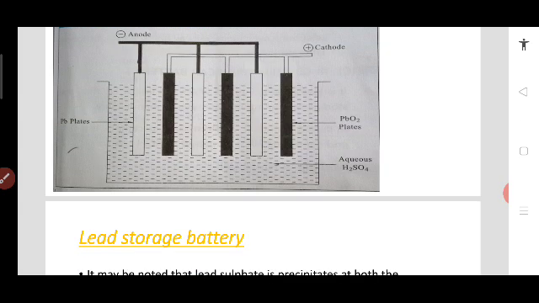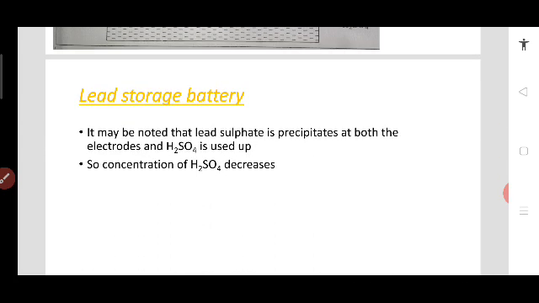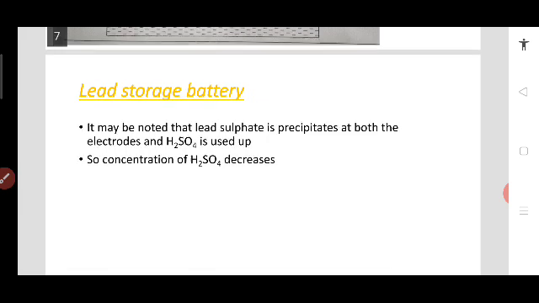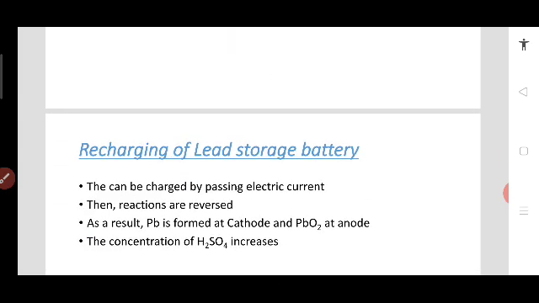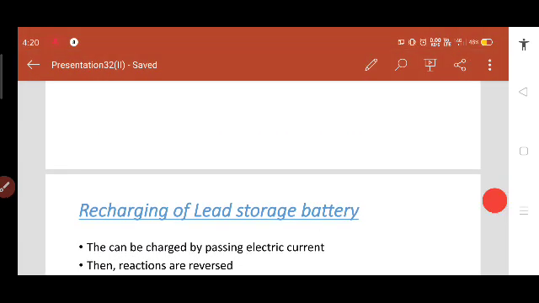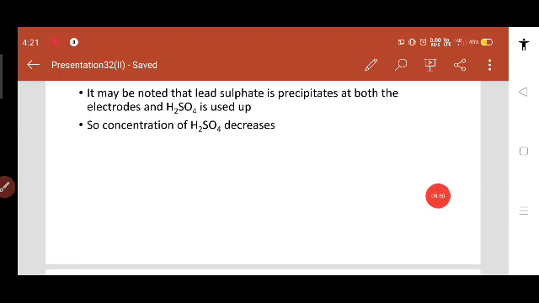Here we are using aqueous H2SO4 solution. In the lead storage battery, it may be noted that lead sulfate precipitates at both the electrodes and H2SO4 is used up, so the concentration of H2SO4 decreases. This is all during the discharging of energy, whenever it acts as a galvanic cell.